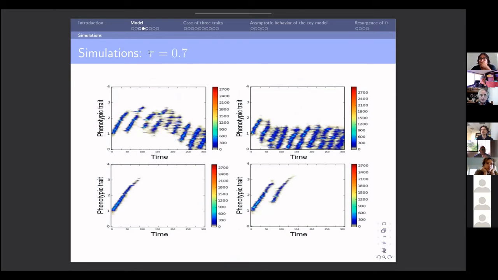Now let me take an intermediate value, 0.7. In this case, these are different realizations, different samples of the simulation. So we change only the seed for the random number generator. So it's just the same dynamics, and you see that it's quite random. In the result, you see very different behavior. So it's really the threshold between several behaviors. You may have evolutionary suicide. You may have evolutionary suicide after reemergence of a trait. You may have successive reemergence of traits in different patterns. Okay?